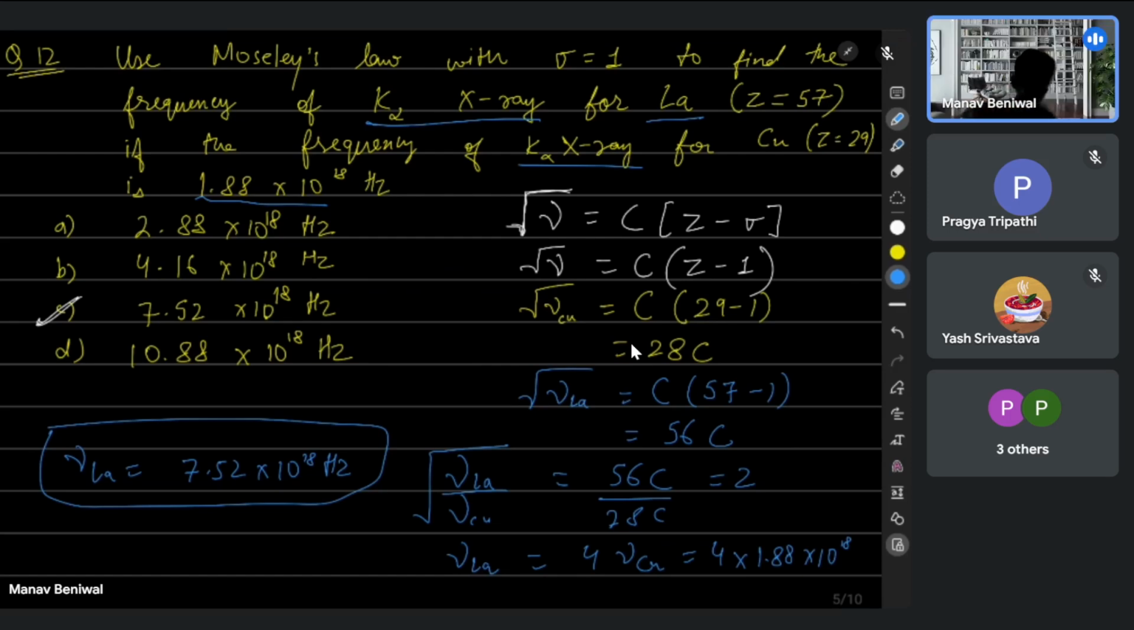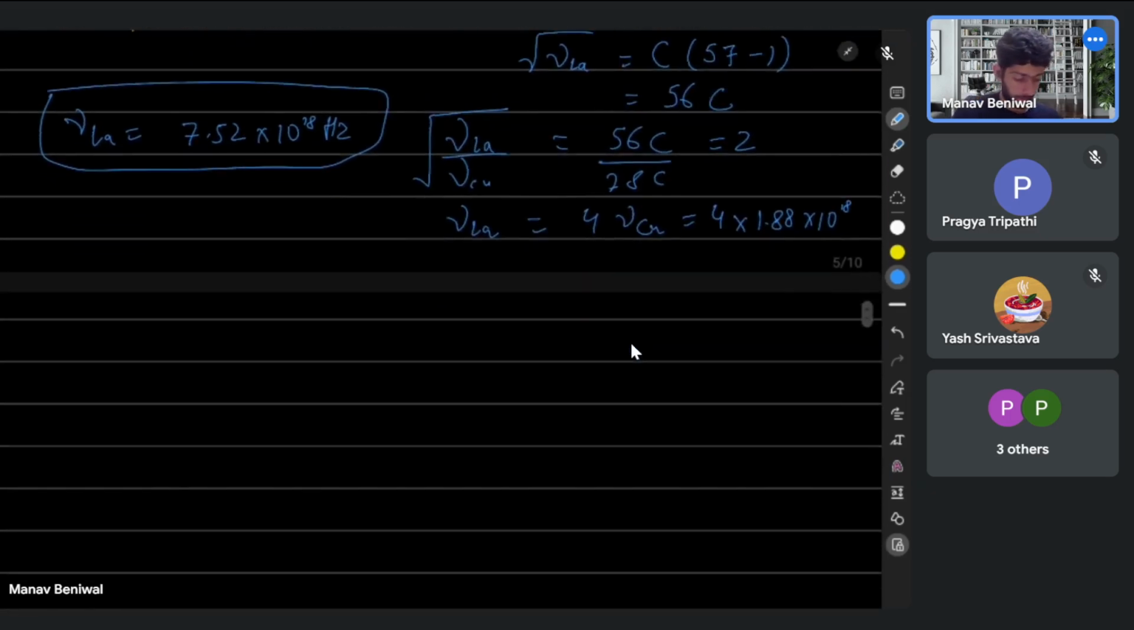Okay. So as I was saying, as you go towards heavier atoms, the energy of the X-rays that you are getting, even from the K alpha values, they are now higher energy X-rays.